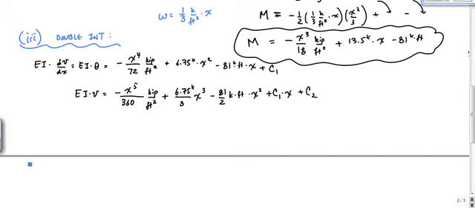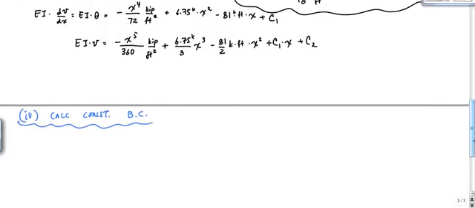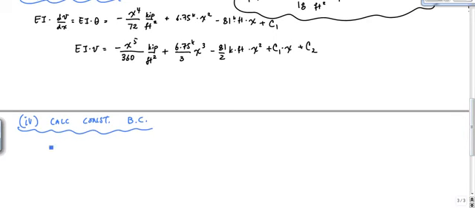So step 4 is to calculate constants, which means we need boundary conditions, and the boundary conditions for a cantilever are very easy. What are the boundary conditions? v equals 0 at x equals 0, and theta equals 0 at x equals 0. That tells me if I plug x equals 0 into this first equation, C1 equals 0. And then if I plug x equals 0 into this one, that was easy, C2 equals 0.